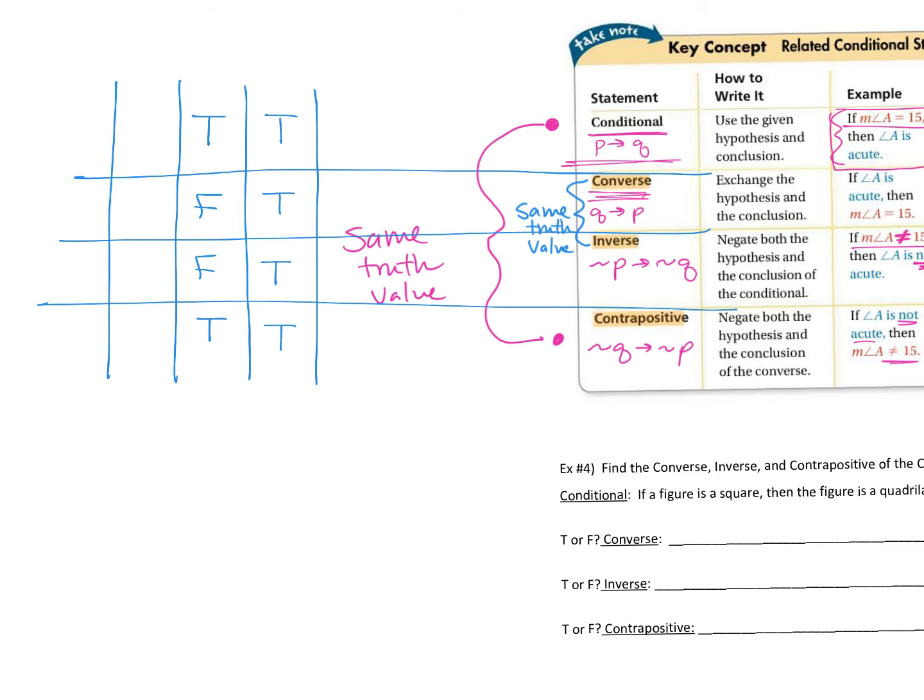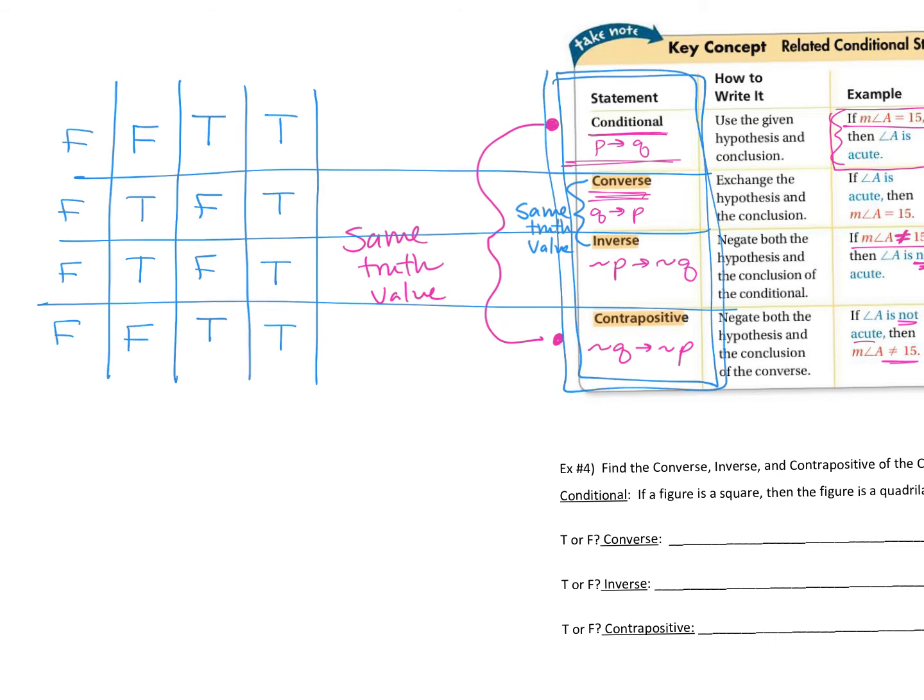It could be that the conditional is false, which means the contrapositive is going to be false, but the converse and inverse are both true. Anyone know the last combination that's possible? All false, right? These two are false, and these two are false. So these are all the different combinations you can have, but you cannot go true, false, true, false. It won't happen. You cannot go false, true, false, true. It won't happen. And I always give them to you in this order, so just keep in mind, the first and the last will have the same truth value. The middle two will have the same truth value.